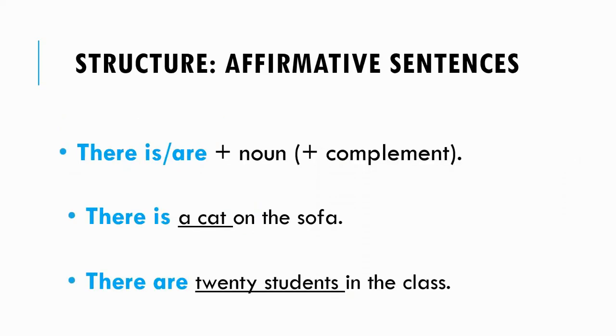Now, let's see the structure. Affirmative sentences, right? Positive meaning affirmative sentences. There is or there are plus the noun and optional complement. For example, there is a cat on the sofa. This is singular, right? There are 20 students in the class.